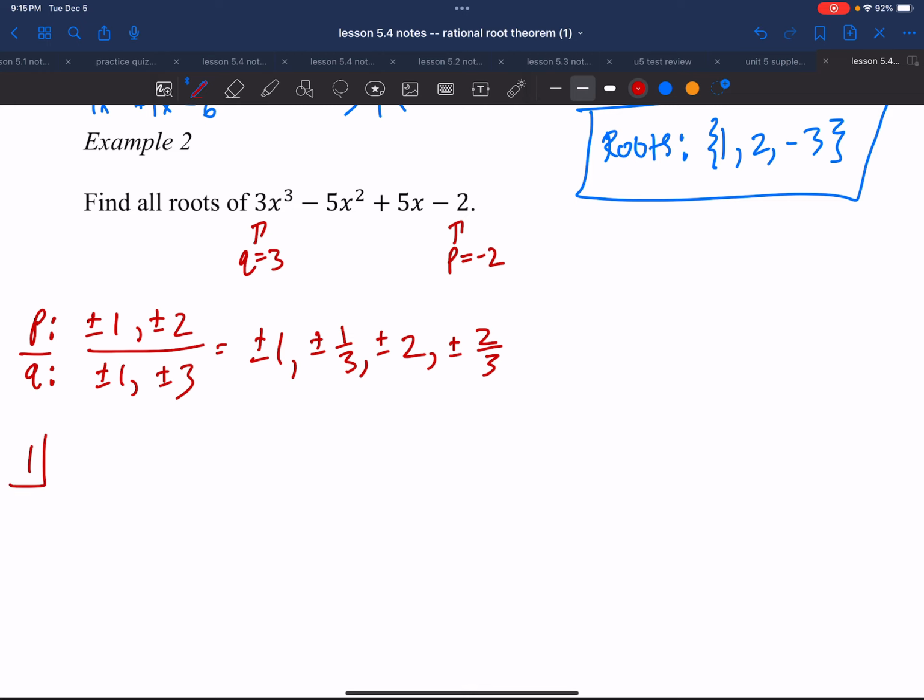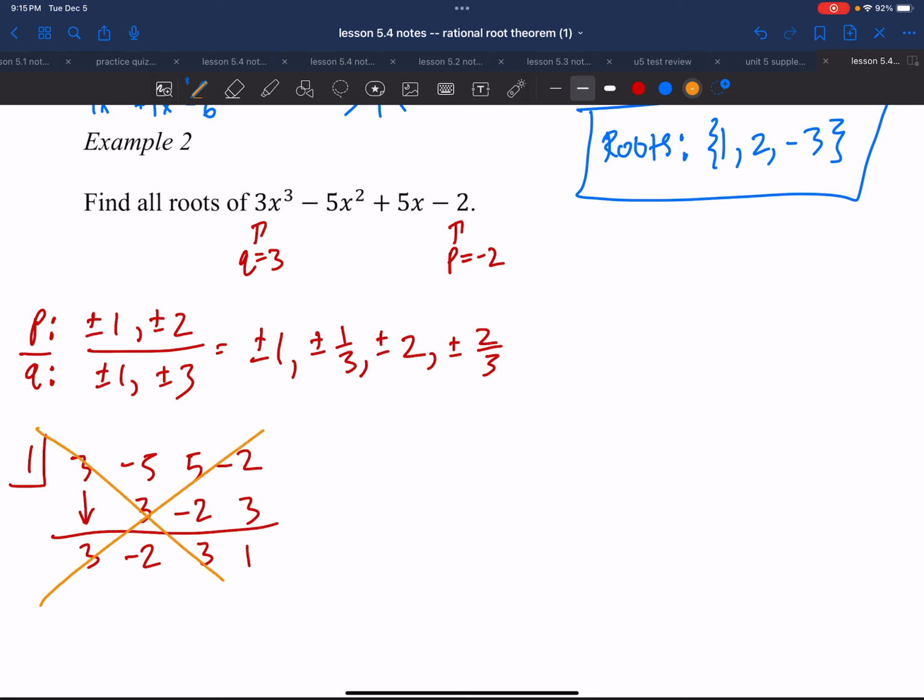So we test 1. I got 3, negative 5, 5, negative 2, right? Drop the 3. 3 times 1 is 3. Then this is negative 2, 3, 3, which gives me 1. So no, 1 is not a root, right? So I test something else. I try negative 1. Negative 1. And I do 3, negative 5, 5, negative 2. Drop the 3. 3 times negative 1, negative 3, negative 8. That's 8. That's 13. That's negative 13. That's negative 15. So no, negative 1 does not work either.